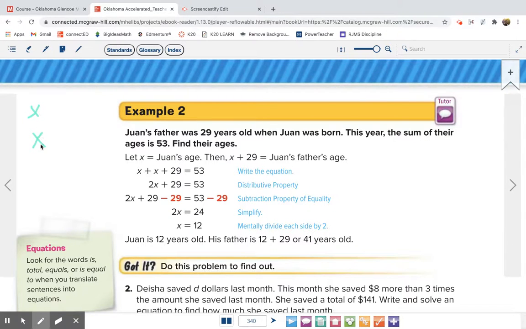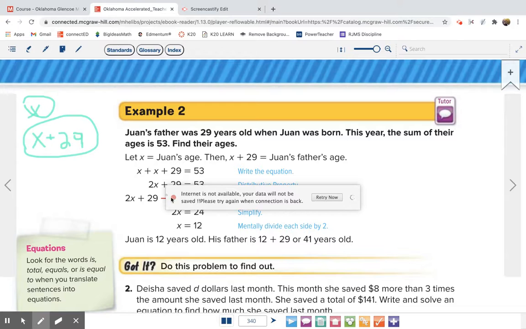So his dad is whatever Juan is plus 29, because he's 29 years older. So if Juan is 5, his dad's going to be 5 plus 29. Okay, so then it just says the sum of their ages is 53. So if I add those together, I should get 53. That's why we have two X's here. This is Juan. This is Juan's dad.